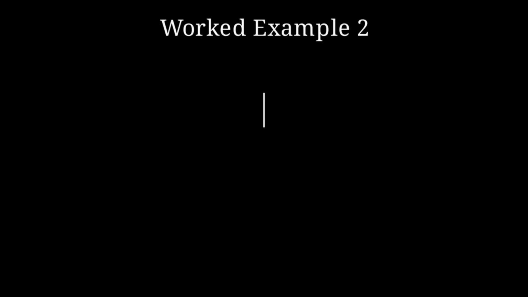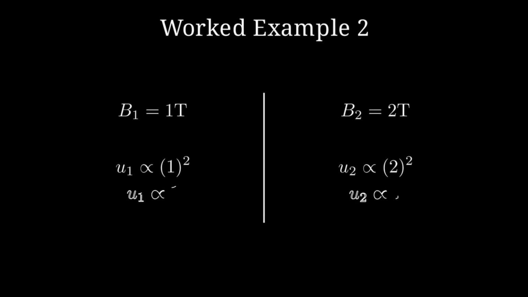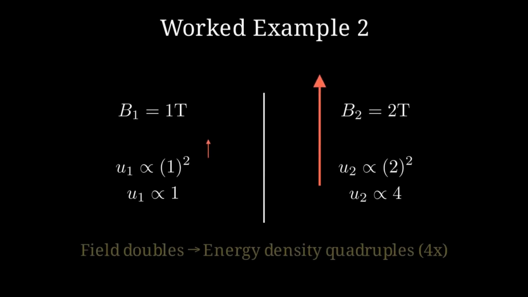Notice the relationship is quadratic. If you double the magnetic field strength, the energy density increases by a factor of 4. This rapid growth is why high-field magnets require such immense structural support.